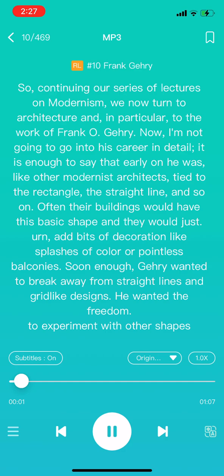So, continuing our series of lectures on modernism, we now turn to architecture, and in particular to the work of Frank O'Gary. Now, I'm not going into his career in detail. It's enough to say that early on he was, like other modernist architects, tied to the rectangle, the straight line, and so on. Often their buildings would have this basic shape, and they would just add bits of decoration like splashes of color or pointless balconies.